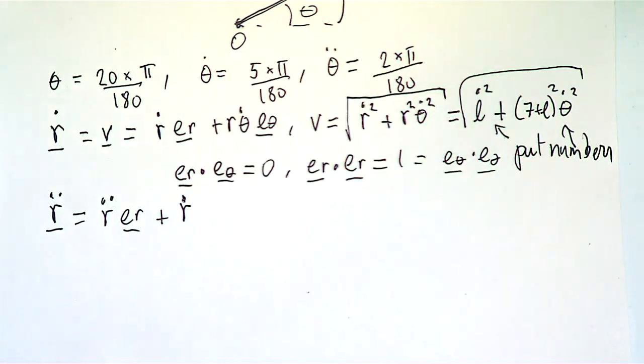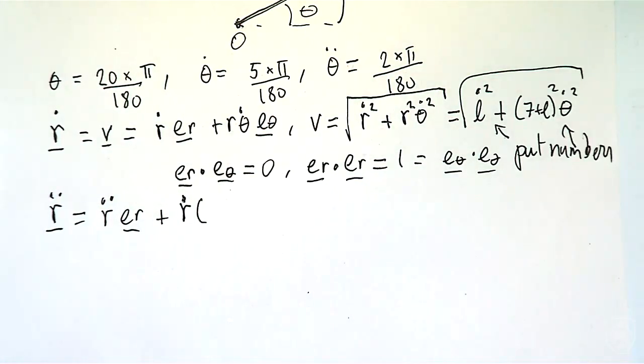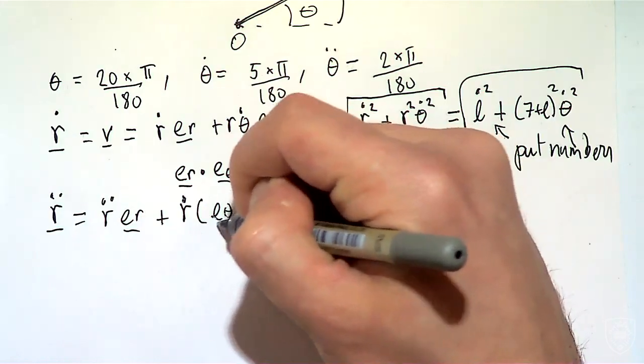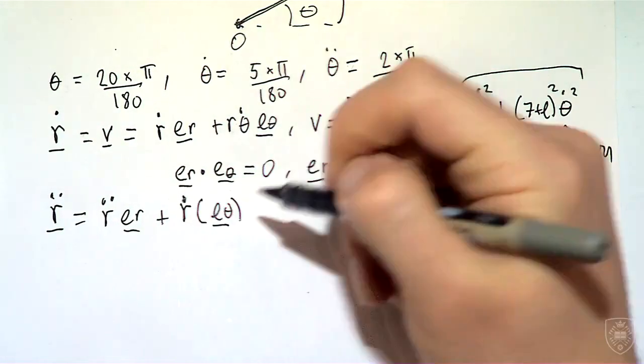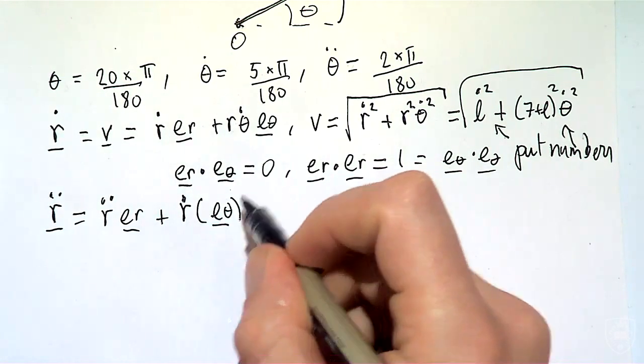What was the derivative of ER? Was it E theta? I think it's E theta. We deduced that in the first slides, so good to go back to it. I think it was E theta, yeah, I'm pretty sure.